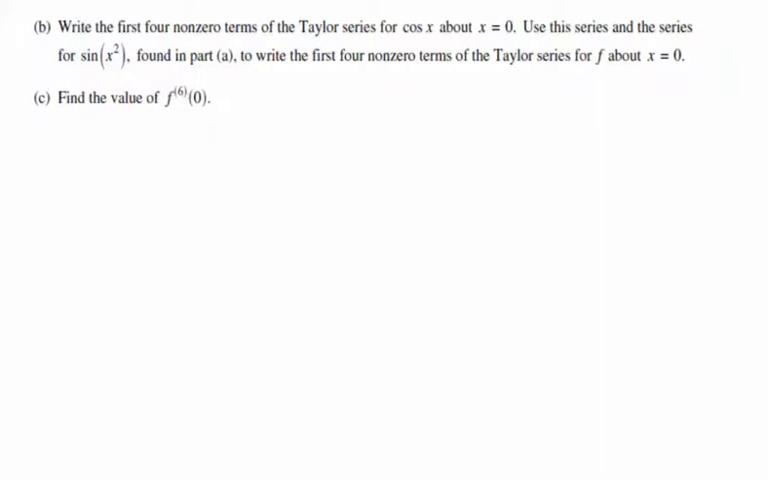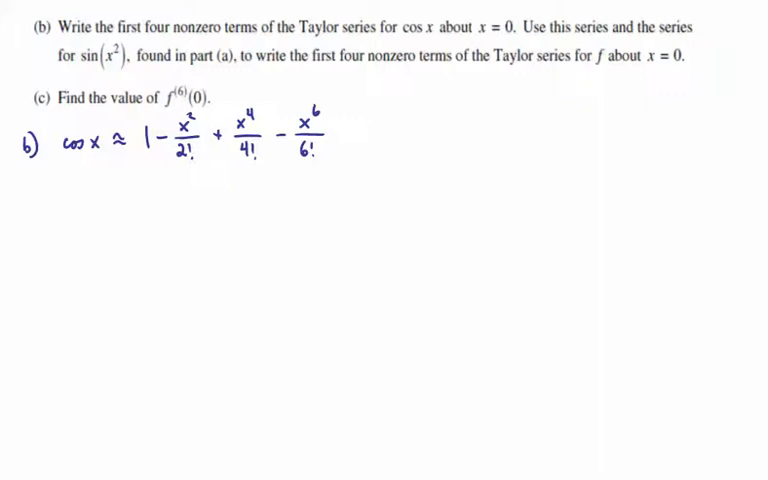In this video, we'll try to get to parts B and C since they're both somewhat related here. In B, we're going to write the first four non-zero terms of the Taylor series for cosine of x about x equals 0. Again, that's pretty straightforward. For B, we have cosine of x, which is approximately equal to 1 minus x squared over 2 factorial plus x to the fourth over 4 factorial minus x to the sixth over 6 factorial.